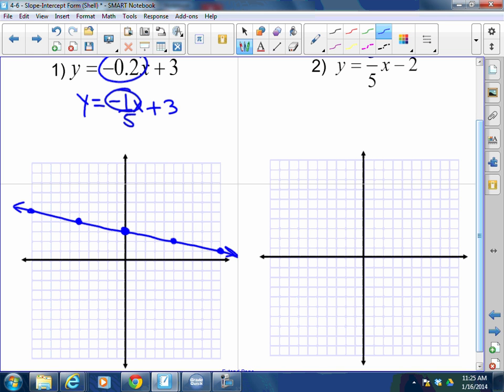Does that make sense? And now look, guys, isn't it a negative slope? Isn't this going down from left to right? So that's a good way to test it.